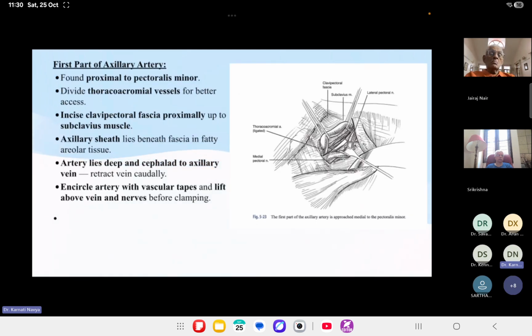Then the first part, which is found proximal to the pectoralis minor: divide the thoracoacromial vessels for better access. Then incise the clavipectoral fascia up to the subclavius muscle. The axillary sheath usually lies beneath this fascia in the fatty areolar tissue. The artery lies deep and cephalad to the axillary vein. Retract the vein caudally. Then encircle the artery with vascular tapes and lift it above the vein and nerves before clamping it.